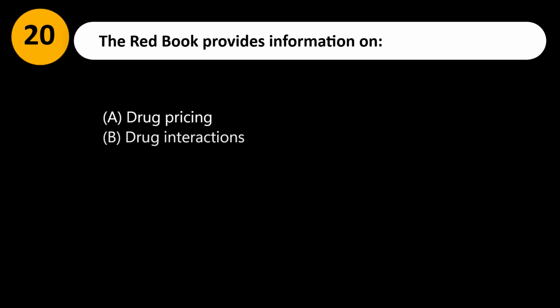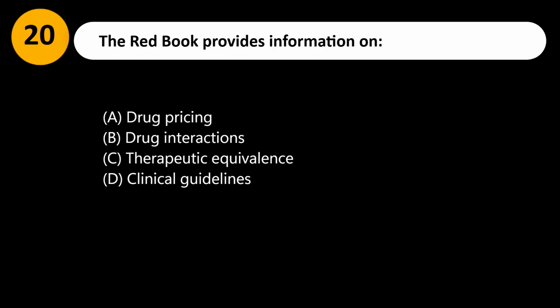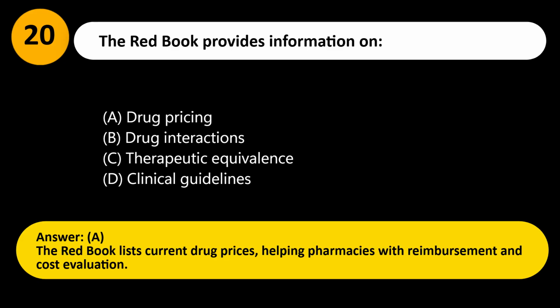The Red Book provides information on A. Drug pricing. B. Drug interactions. C. Therapeutic equivalence. D. Clinical guidelines. Answer, A. The Red Book lists current drug prices, helping pharmacies with reimbursement and cost evaluation.